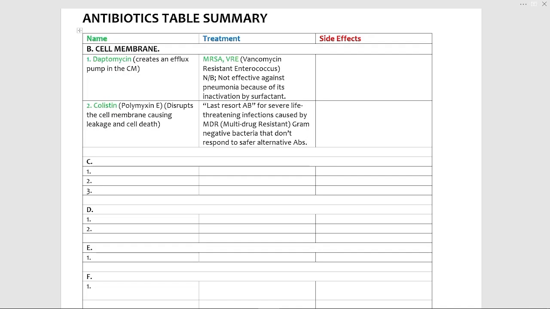Why is it bad? It's bad because it's always nephrotoxic. So it's very lethal to our kidneys, and that's why it's not normally used. But when we have no other option, we will be forced to use it. Yeah, because when it comes to a life and death scenario, we just have to try and utilize it.